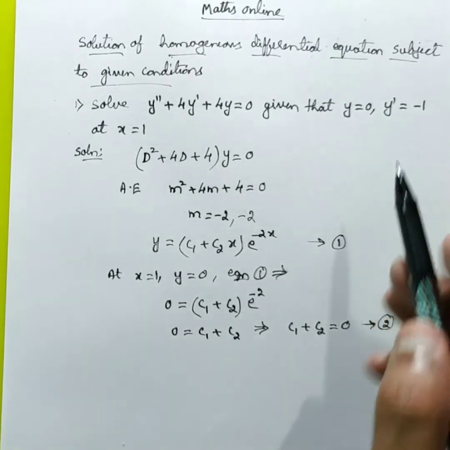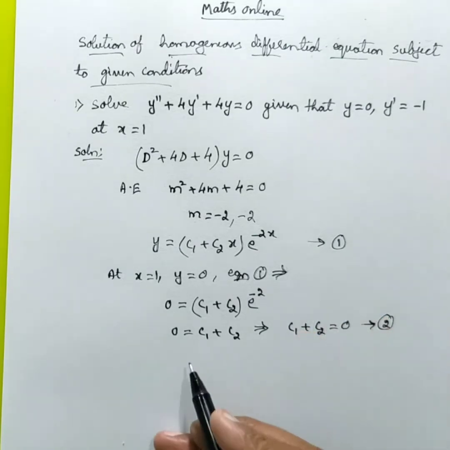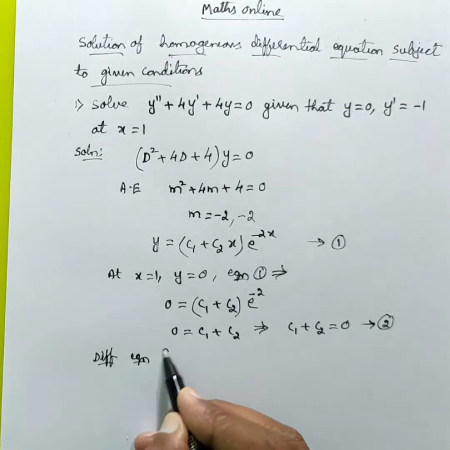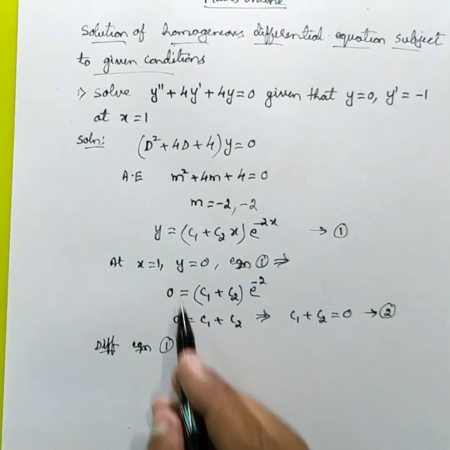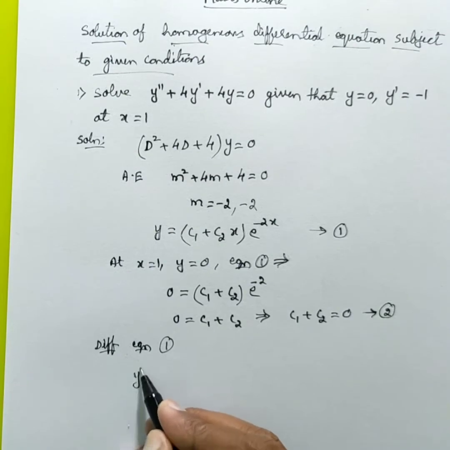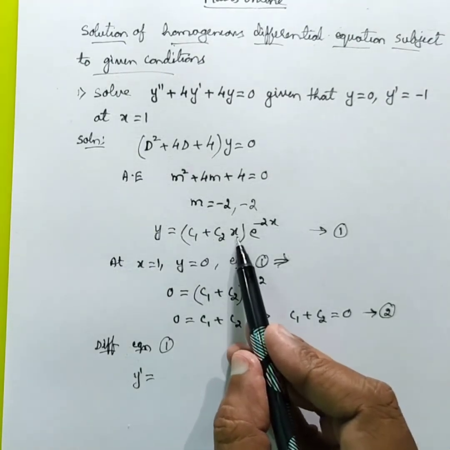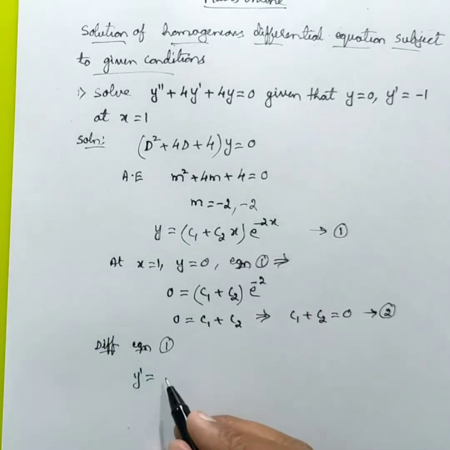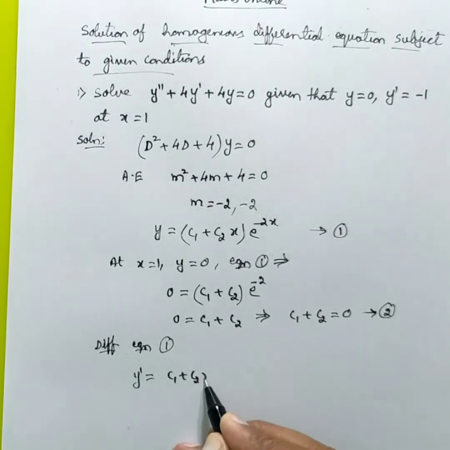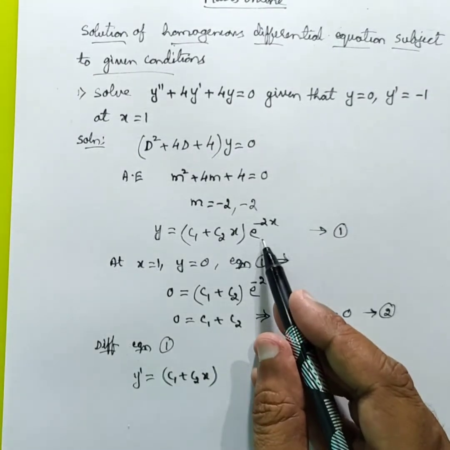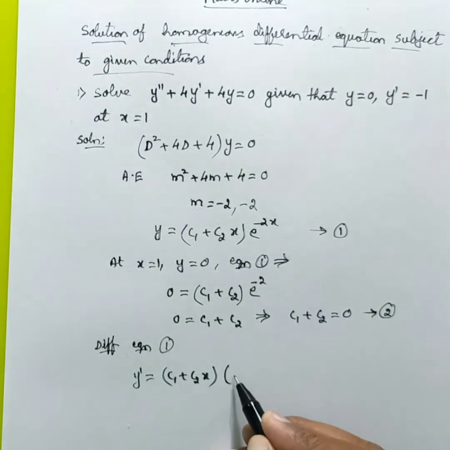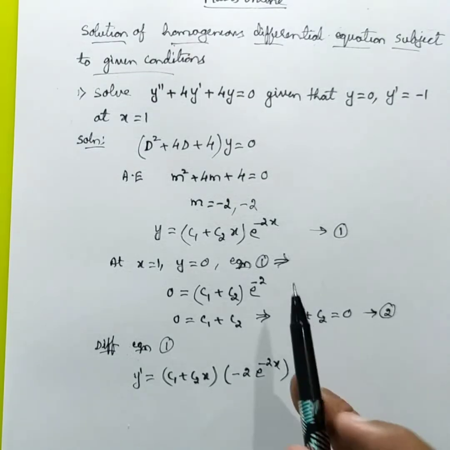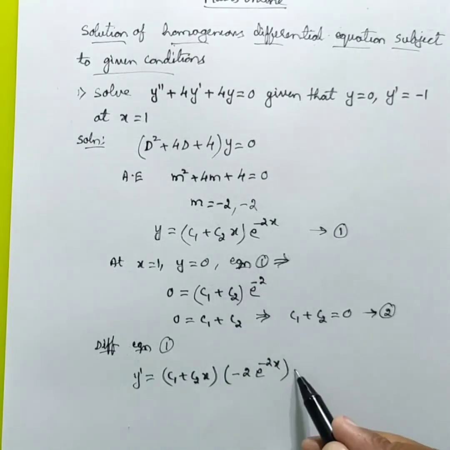Now to get the value of y dash, I have to differentiate equation number 1. So if you differentiate equation number 1, y will become y dash is equals to. Since x is there in the first term as well as in the second term, you have to use the product rule over here. So c1 plus c2x as it is, differentiation of e power of minus of 2x will be minus 2 e power of minus of 2x.